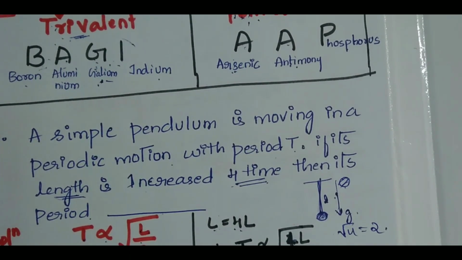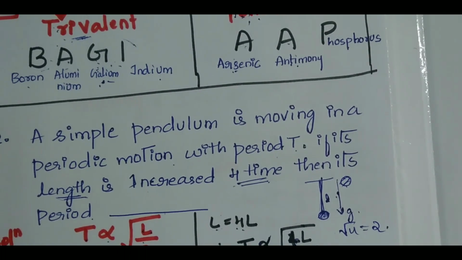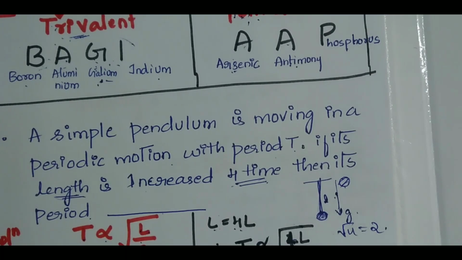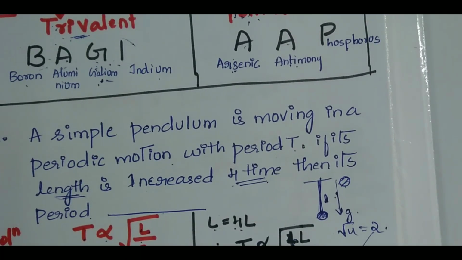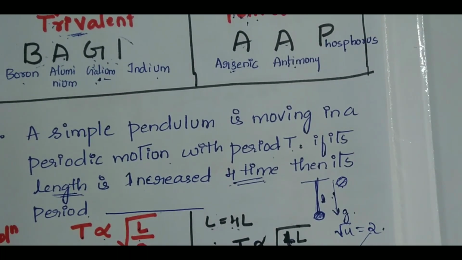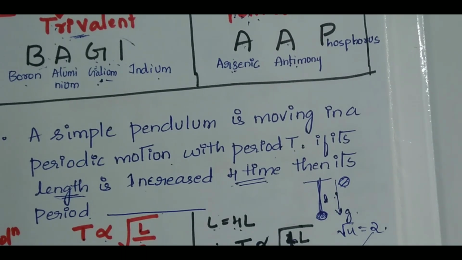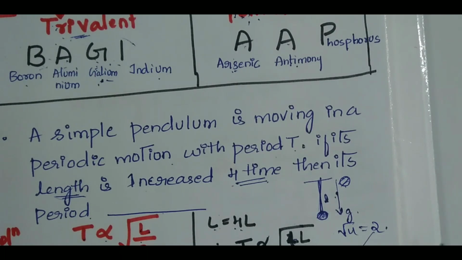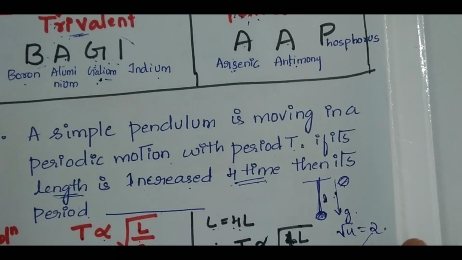So the proportionality sign is replaced by 2 pi, that is equal to 2 pi times the square root of 4, we can write it as 2, and L by g. So this is your time period and this is 2. So 2 into T. Therefore we can say it doubles, right? If the length is increased by 4 times, the time period will double. It becomes 2 times the initial time period.